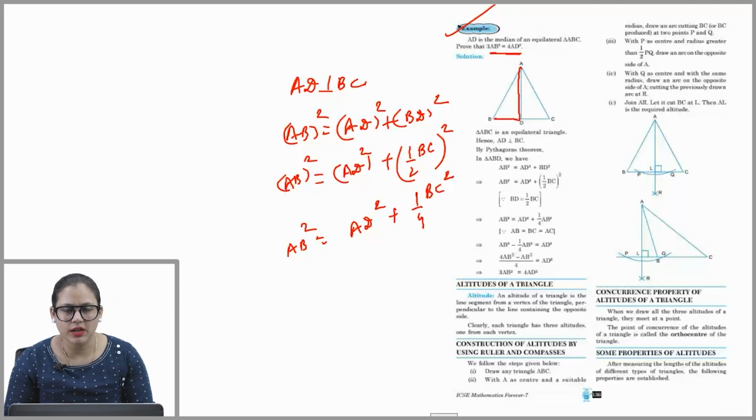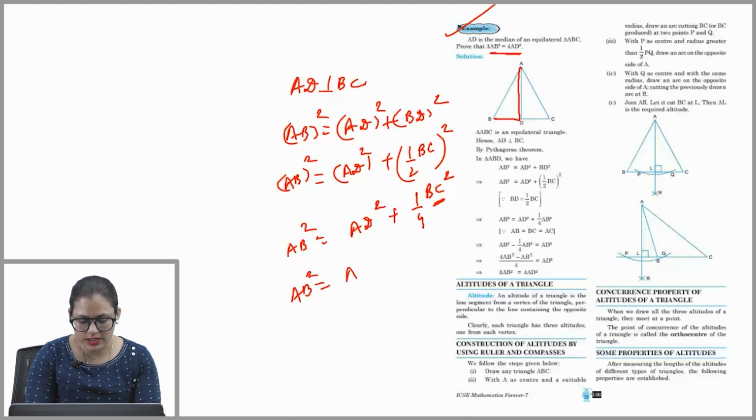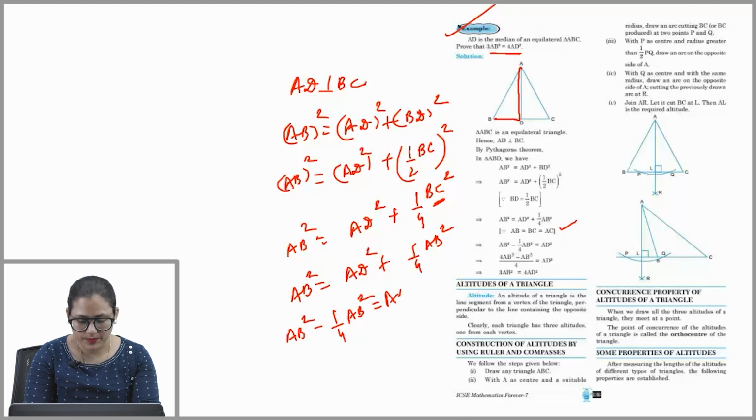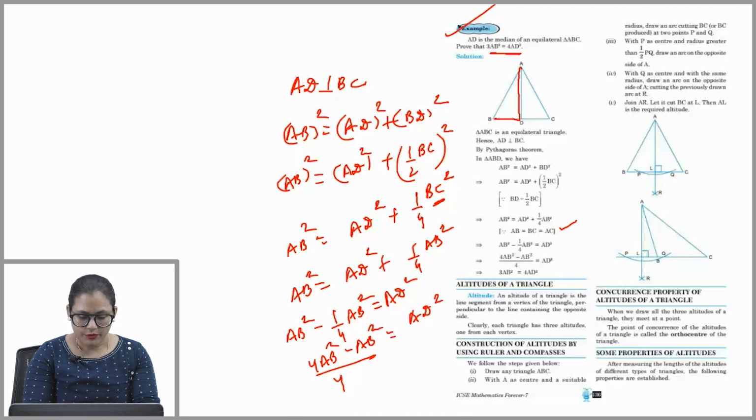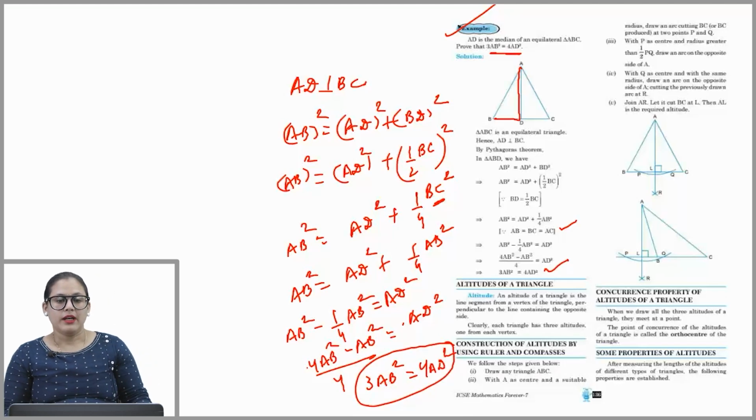Since it is an equilateral triangle, all three sides are equal, so we can write AB instead of BC. So, AB square is equal to AD square plus 1 by 4 AB square. Now, AB square minus 1 by 4 AB square is equal to AD square. Taking the LCM 4, 4AB square minus AB square over 4 is equal to AD square. Now, 4AB square minus 1AB square is 3AB square, and we transpose 4 to this side, giving 3AB square equal to 4AD square. Hence proved.